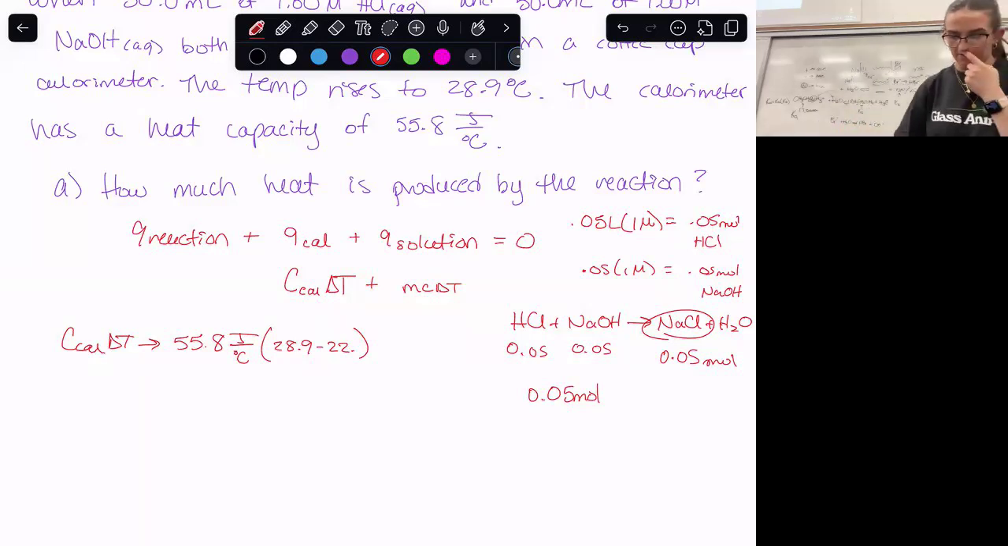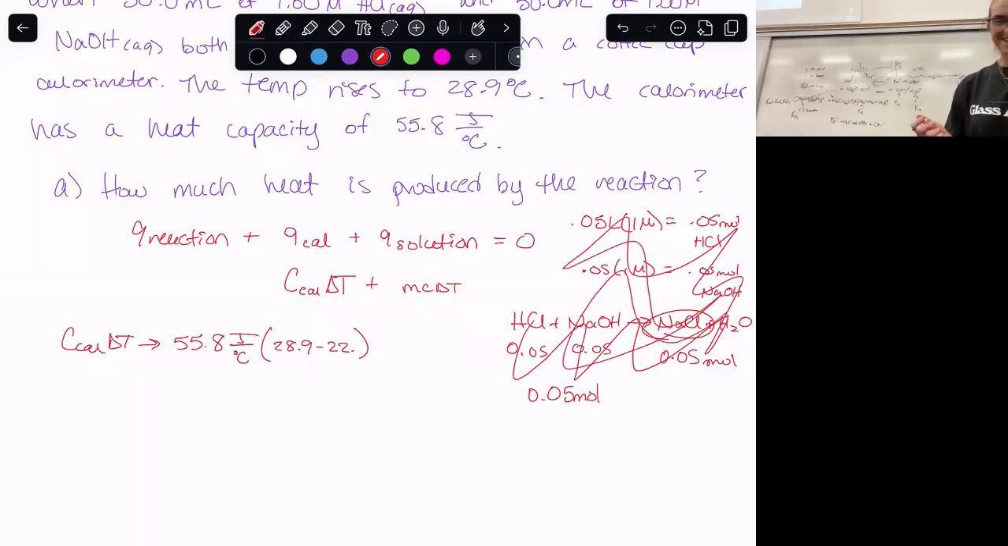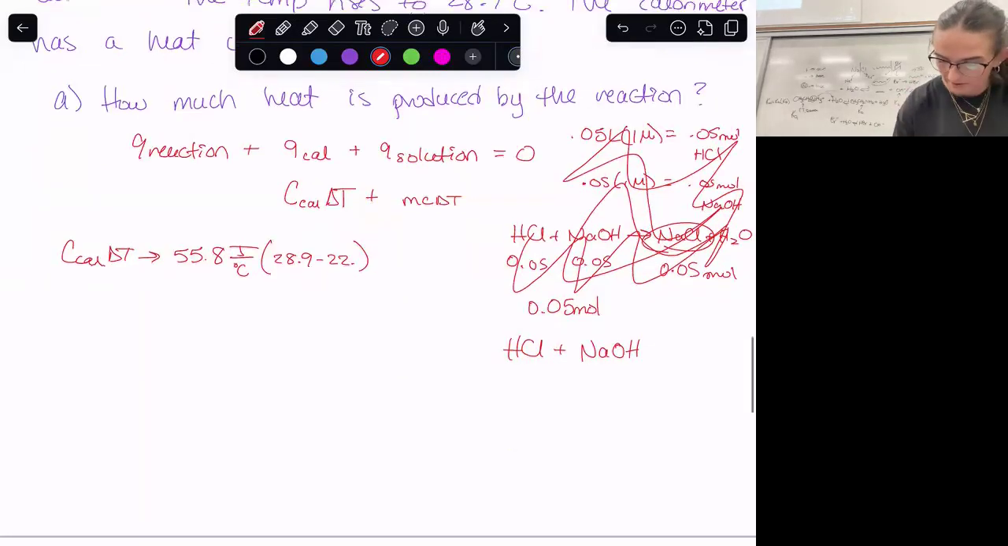Yeah, okay. So I actually totally lied to you. You don't need to do any of this. When you are looking at the mass of the solution, your solution is HCl and NaOH. You know that you have 50 milliliters of this and 50 milliliters of this, so you have a total of 100 milliliters.